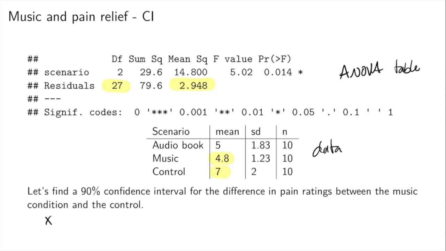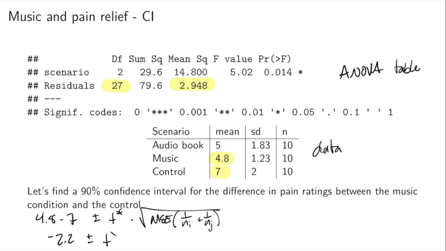So those are the main numbers that we're going to need. So I'm going to do x bar i minus x bar j plus or minus t star times the square root of the MSE times 1 over n sub i plus 1 over n sub j. So if we plug in, we're going to do the music and control. So then we're going to have 4.8 minus 7, which is minus 2.2, plus or minus t star times the square root of 2.948 times 1 over 10 plus 1 over 10.